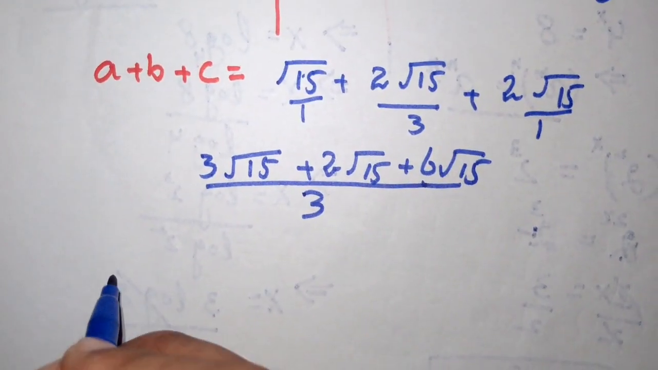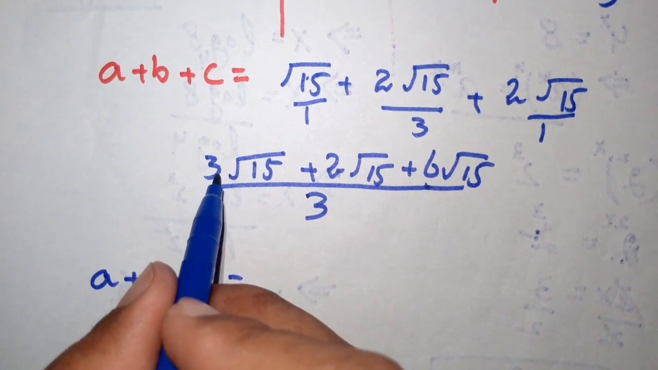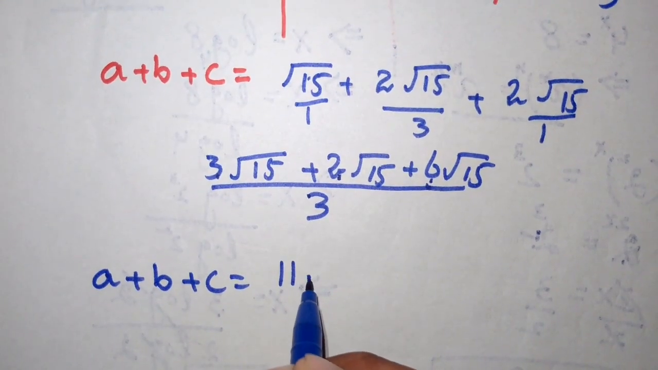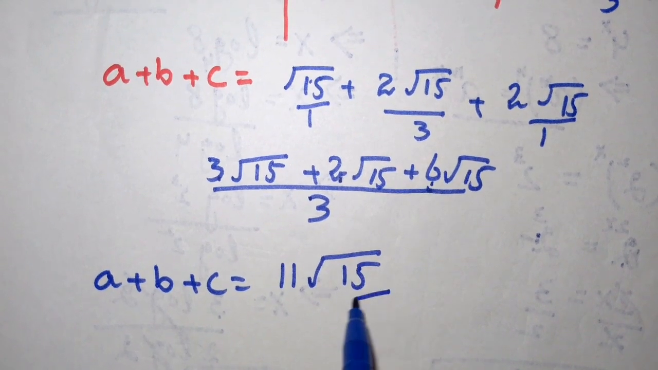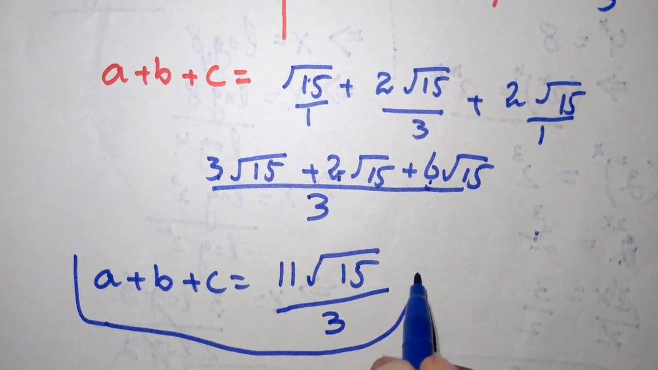So A plus B plus C is equal to 3 plus 2 is equal to 5, 5 plus 6 is equal to 11 square root of 15 over 3. This is the final answer of the question.